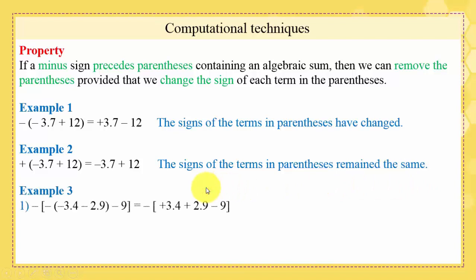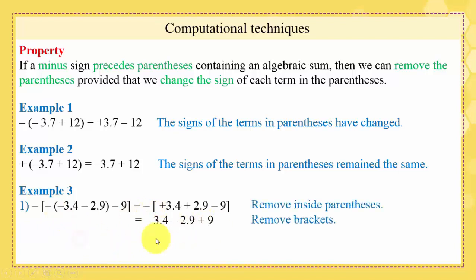Example 3. Look here, we have a bracket and we have a parenthesis. We start from the parenthesis. It is preceded by minus. We change the signs. And then the bracket is preceded by minus, so we change the signs of all the terms. So we remove the parenthesis and remove the bracket. For the parenthesis preceded by plus, plus doesn't change any sign.